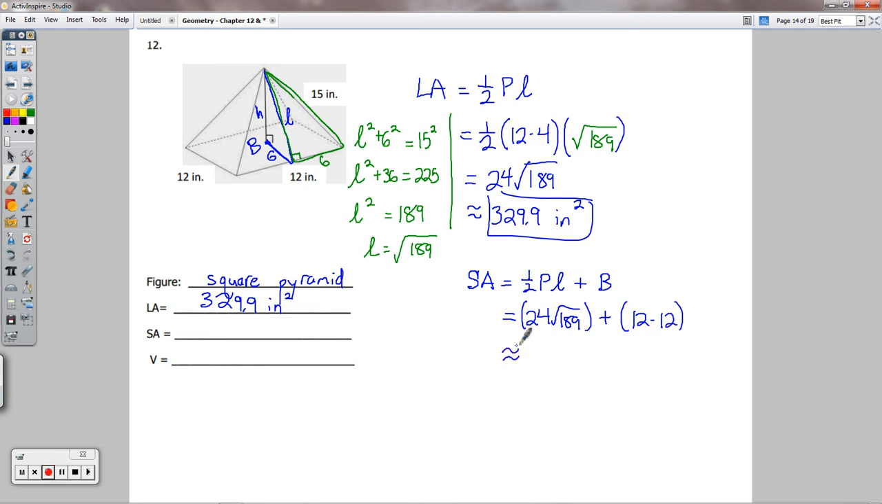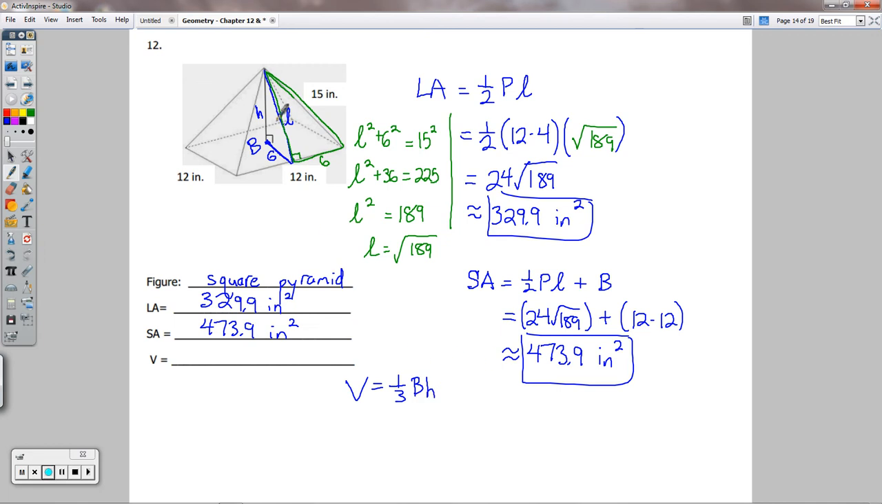So we put this into a calculator. I'm just going to take what I had here and add 144 to that. That gives me my answer, 473.9. That would be inches squared. So 473.9 inches squared. The volume of a pyramid, 1/3 base times height.